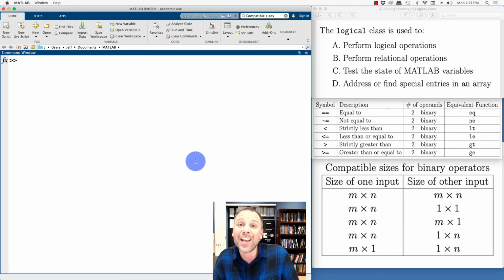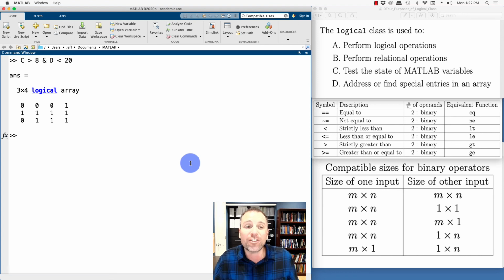We can also combine relational operations with logical operations. So we could ask ourselves, where is the matrix C bigger than 8, and simultaneously the matrix D is less than 20? When we hit enter on this, we notice that that happens in a few locations. It happens in all of row 2, and then in the last entry of row 1, and the last 3 entries of row 3. I encourage you to get some practice on how to use the equivalent function definitions for each of these inequality operators.